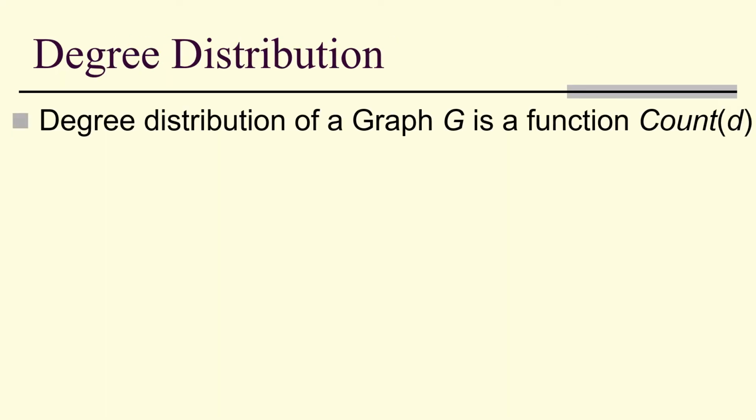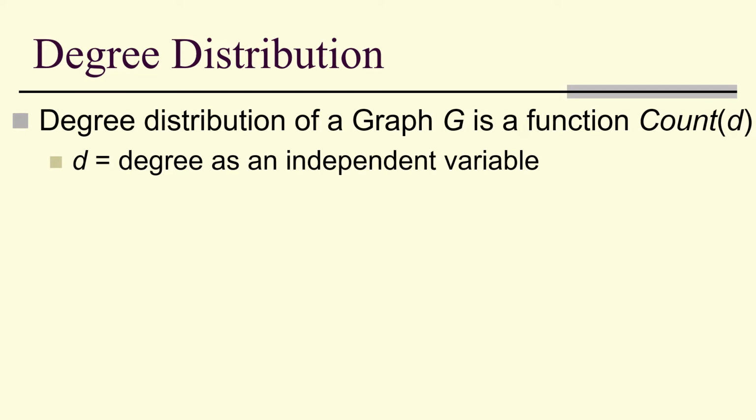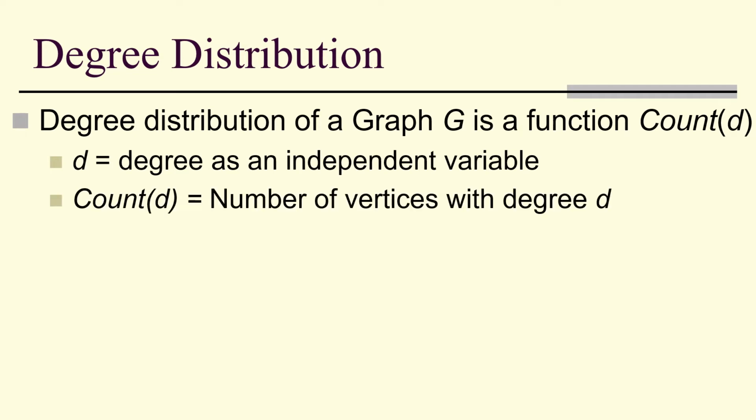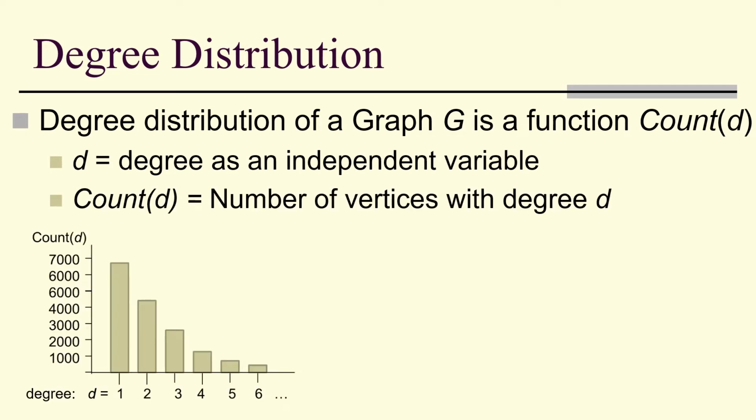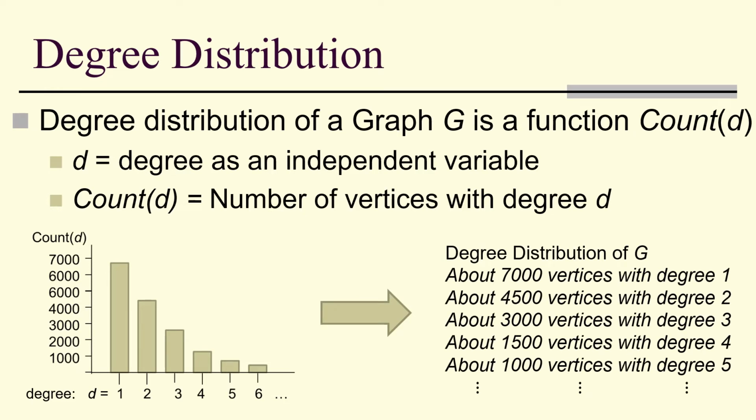But most of the vertices in real-world networks start at a low degree, and they tend to remain at a low degree. So we look at what's called a degree distribution, which is a function that counts the number of vertices at a given degree. Degree here is an independent variable, and the count is dependent. And so we get these histograms. We have here a little under 7,000 vertices that are degree 1, whereas there are fewer than 1,000 that have degree 6, as you can see here.